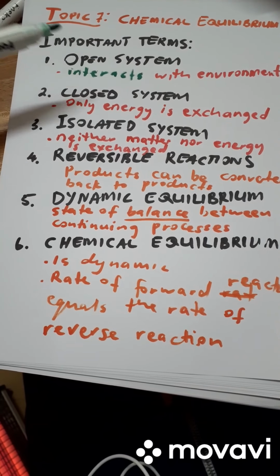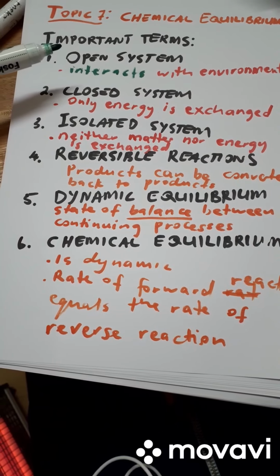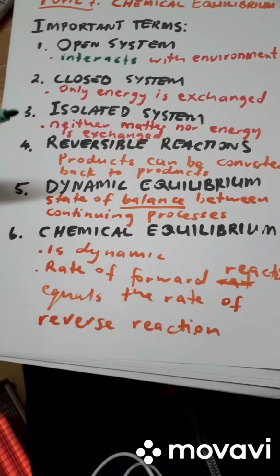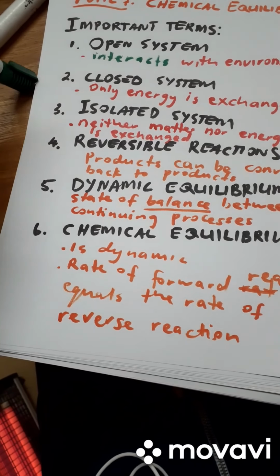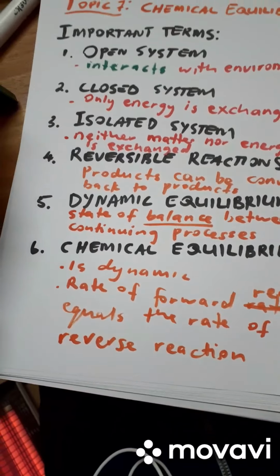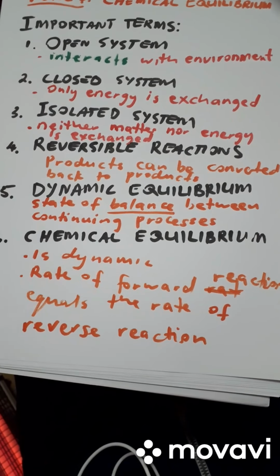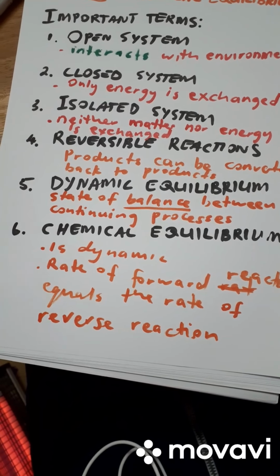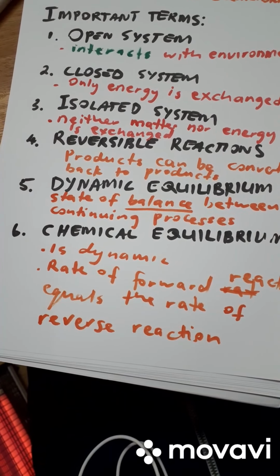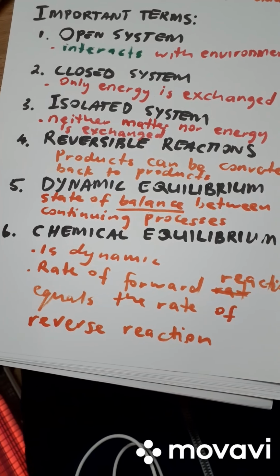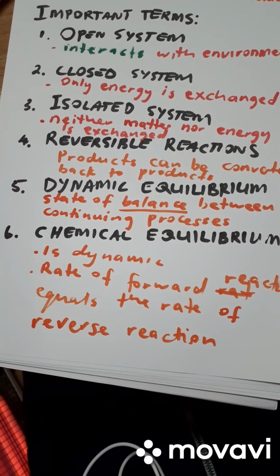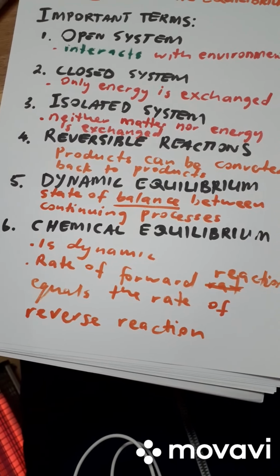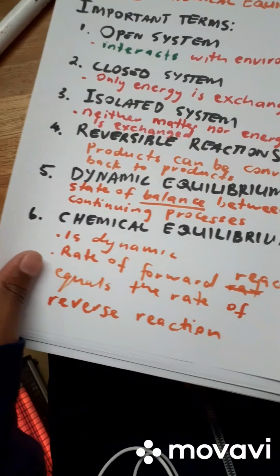Now the open system. What do we mean when we talk about the open system? An open system simply means the system is able to interact with the external environment. That is, matter can leave and enter the system, and energy can also be exchanged between the system and the environment. So that is the open system.